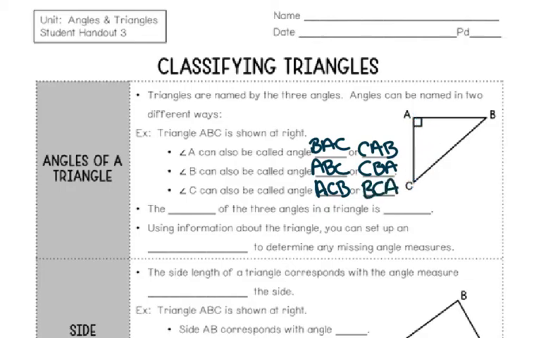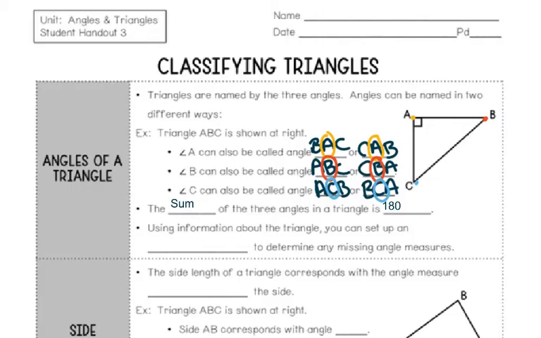The one important thing about naming angles is that you need to have the vertex in the middle of your name. So looking at angle A, we've got A in the middle. Looking at angle B, we have B in the middle. And looking at angle C, we have C in the middle. So you can have the two endpoints on either side, but that angle, the corner, has to be in the middle of your name.